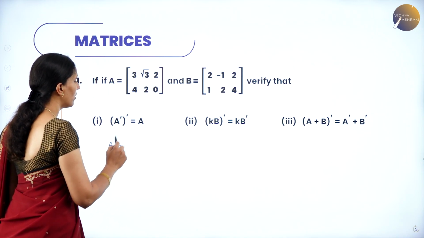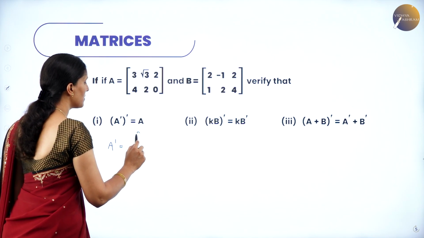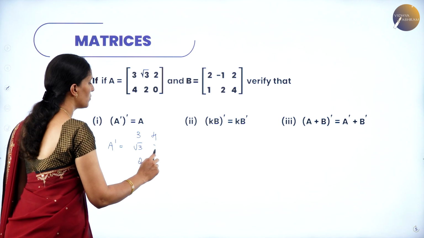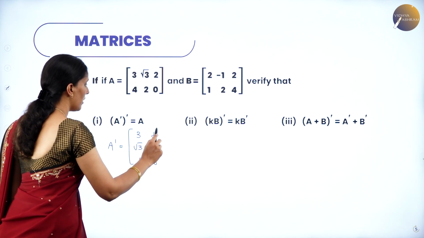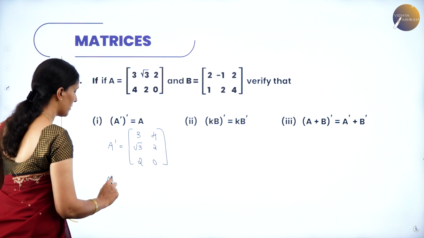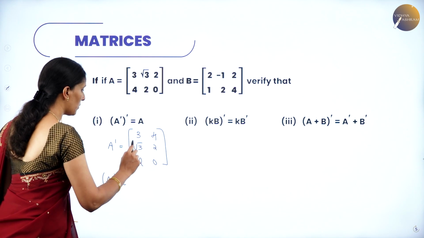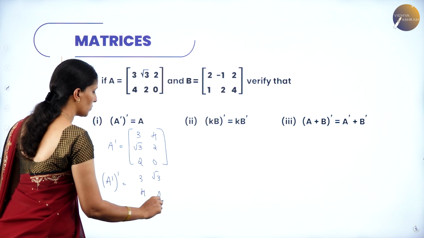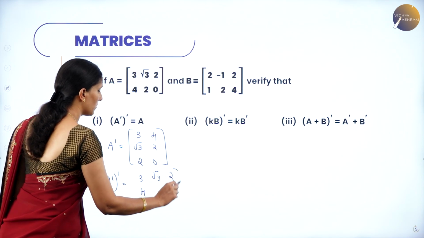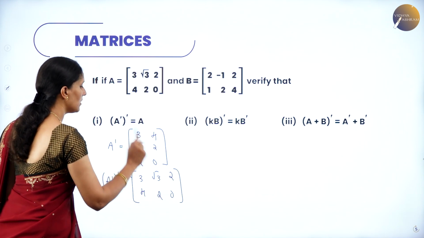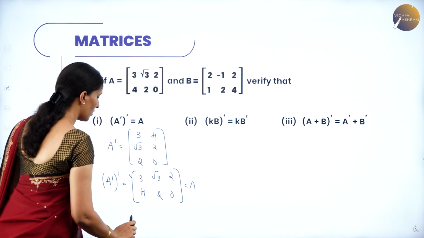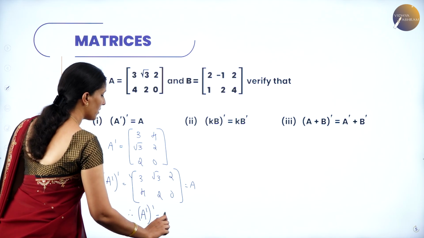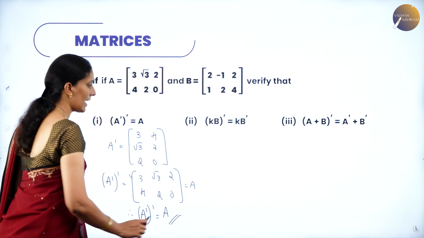Let's take A transpose. Then it becomes 3, root 3, 2 and 4, 2, 0. Now let us transpose it again. If you transpose it, 3, 4, root 3, 2, 2, 0. Isn't it one and the same here? So this is equal to A. Therefore we conclude A double transpose is always A.